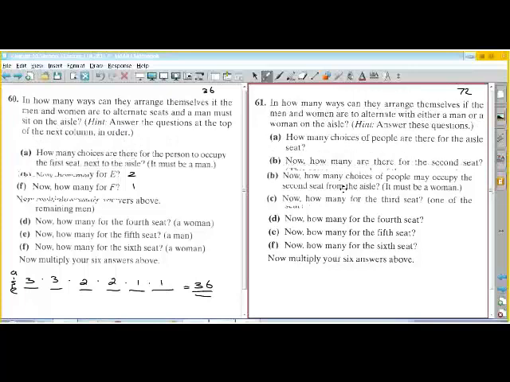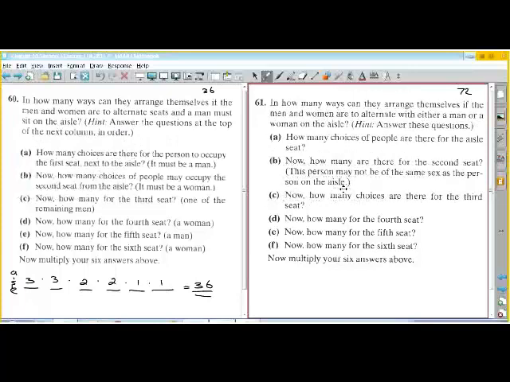Okay, so I gave you the homework. Oh, there's one more here. How many ways can they arrange themselves if the men and women are to alternate with either a man or a woman on the aisle? Okay, so let's draw our picture again. Here's the 6 seats. So the first choice can be either a man or woman. So instead of only having 3 people to choose from, just the men, we have 6 people to choose from.